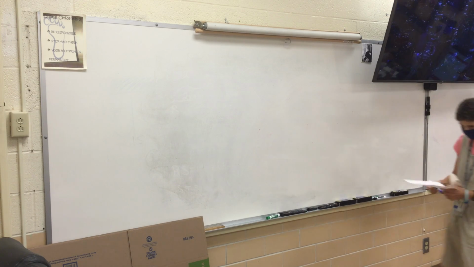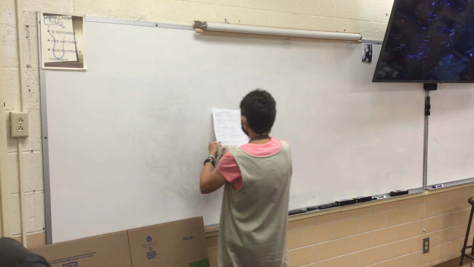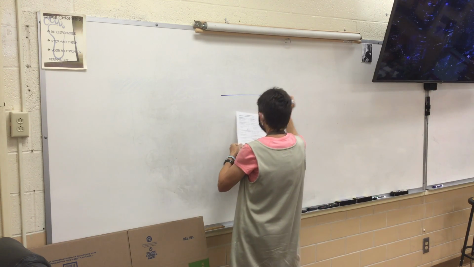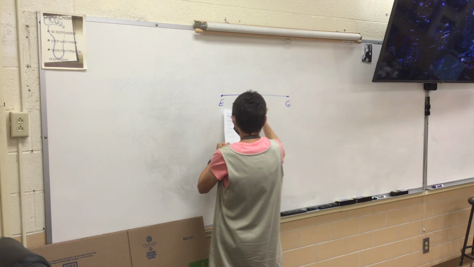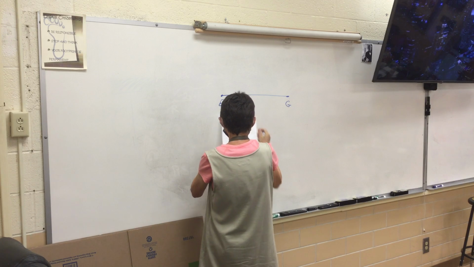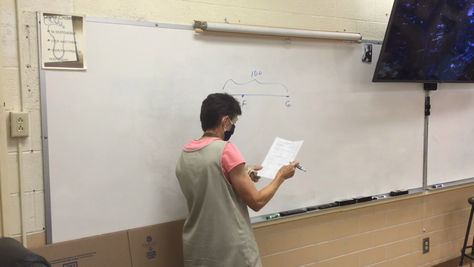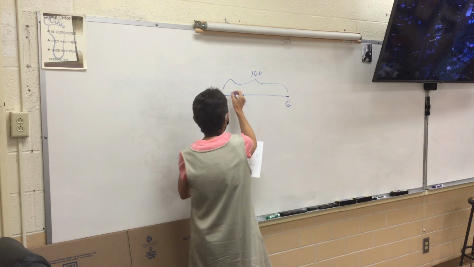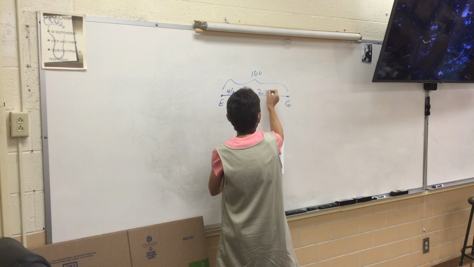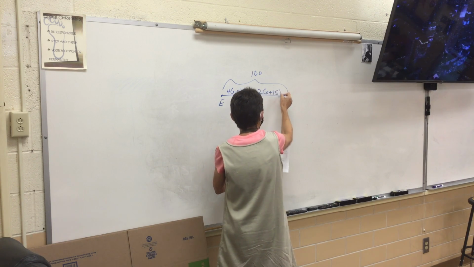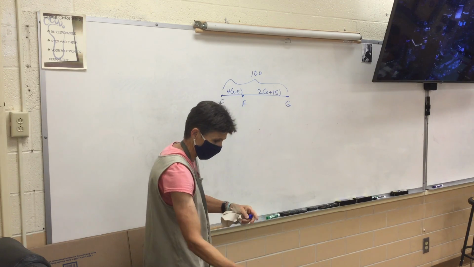All right, number 7. They drew the picture for me. So I have the segment from E to G. I got an F in there somewhere. And they tell me that the whole shebang is 100. And they tell me this is 4x minus 5, and this is 2x plus 15. And my job is to find x in the two segments, okay?